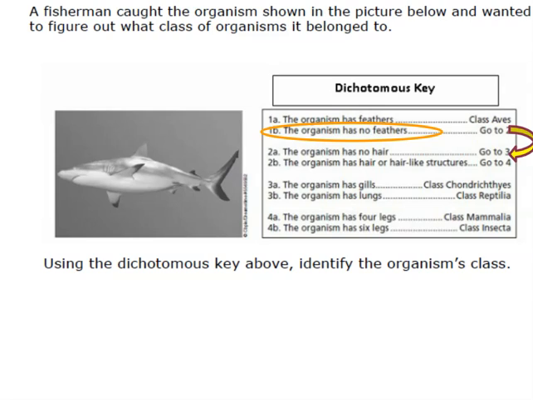2A says the organism has no hair. 2B says the organism has hair or hair-like structures. I don't see hair on that organism. All right, so we're going to 3. 3A says the organism has gills. 3B, the organism has lungs. And we know that sharks are fish and they use gills. You can even see the gill slits. So we're going with that one.